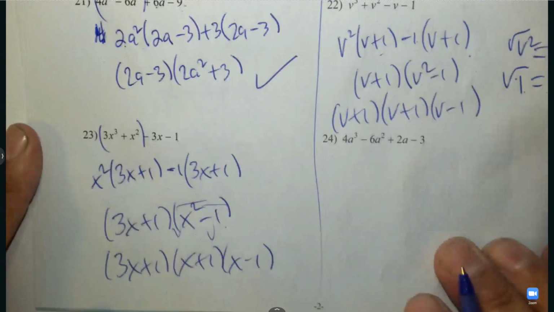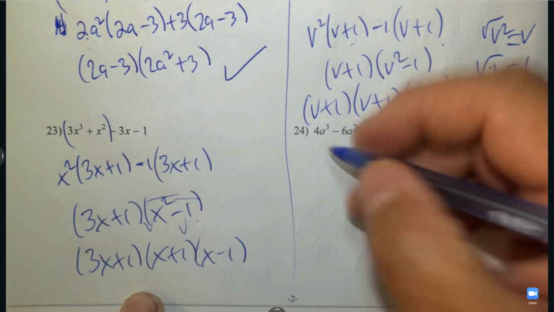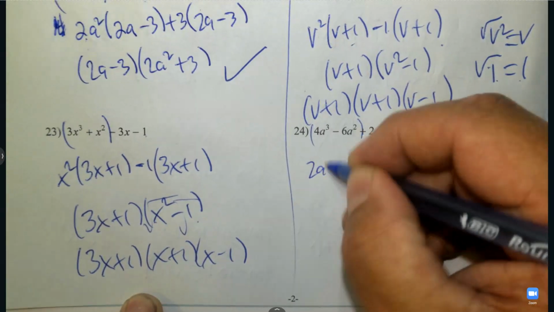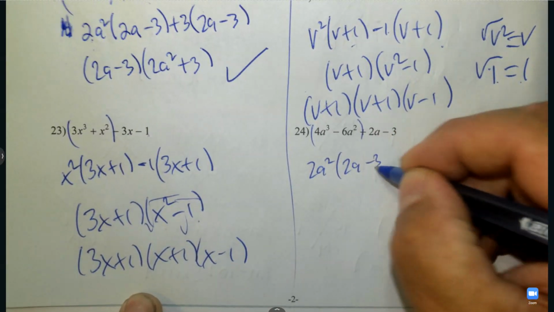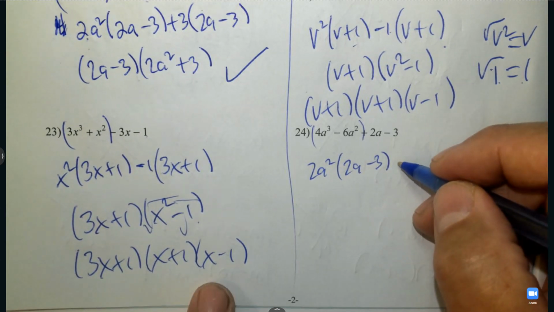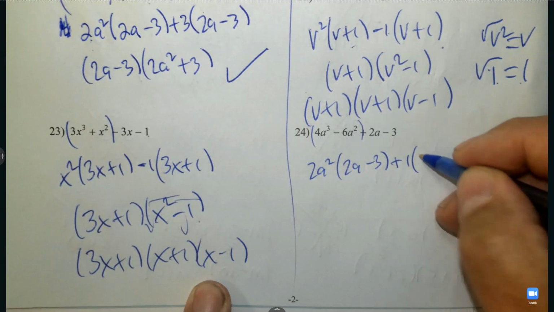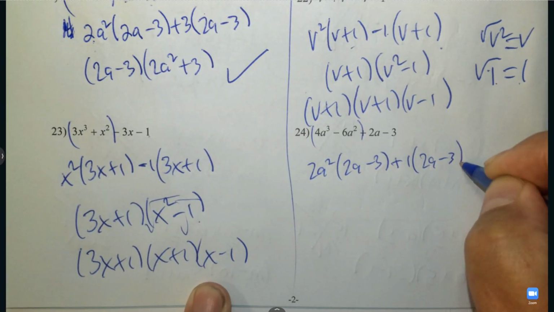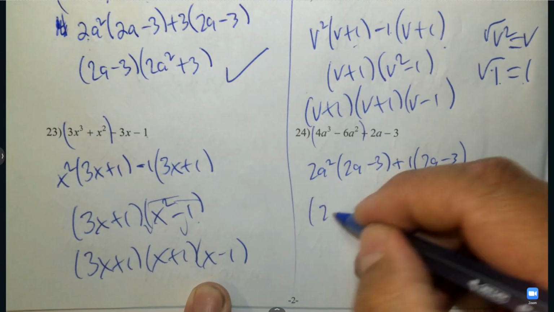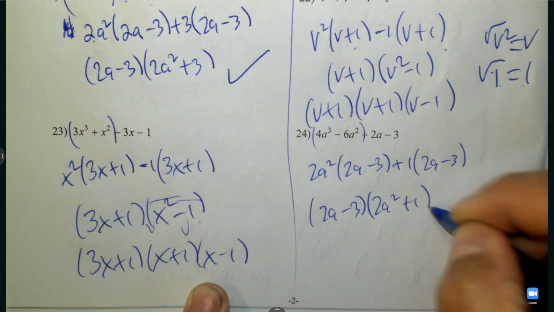All right, last one to practice. Press pause and see if you can do it. The first two terms, 2a squared, divide. The next one, that's a plus sign. So we're going to factor out 1. And when you do that, it just stays 2a minus 3. So one factor is what they share, and then what's in front of each one is the second factor.